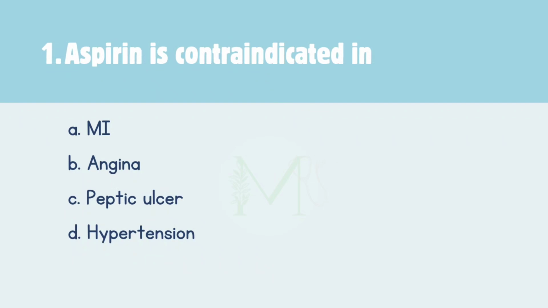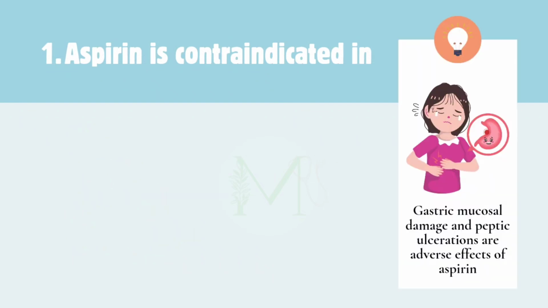Aspirin is a NSAID, non-steroidal anti-inflammatory drug. It works by inhibiting cyclooxygenase enzyme and it reduces prostaglandin production. It is an analgesic, antiplatelet agent as well as an anti-inflammatory agent. However, aspirin also has gastrointestinal side effects.